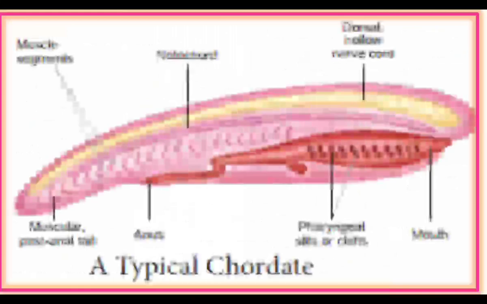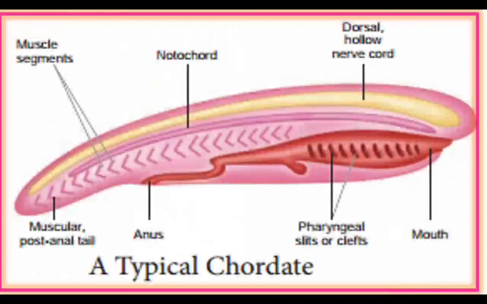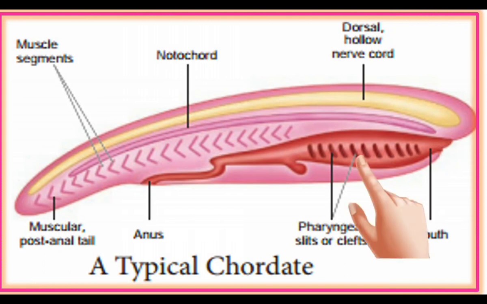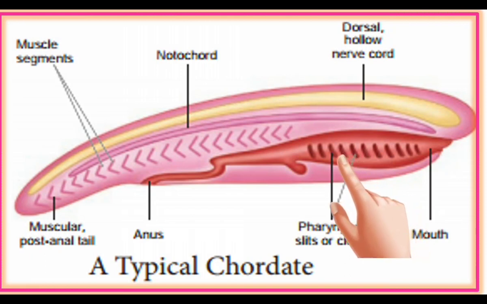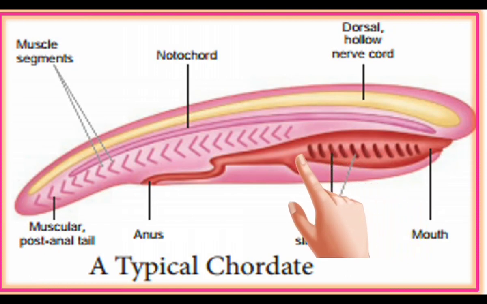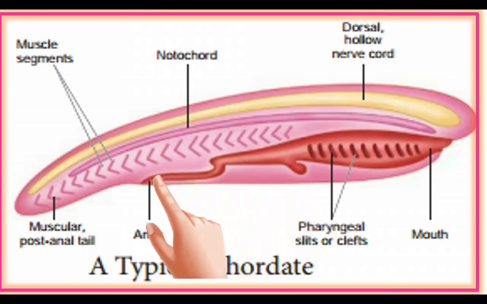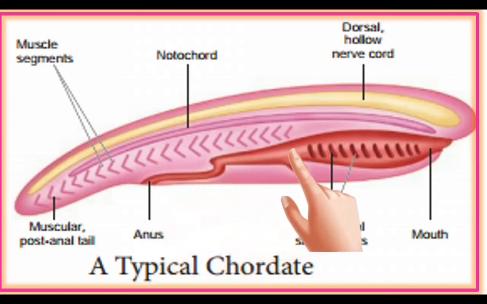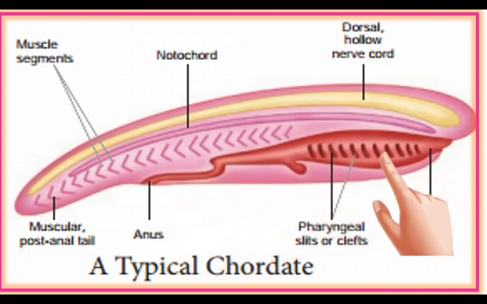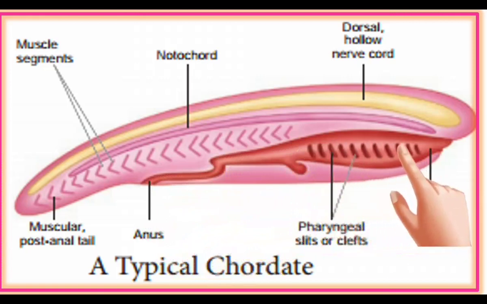This picture shows a typical structure of chordate. All the chordates have a common body pattern. This is the digestive system. It starts from mouth and ends in anus. In the digestive system next to the mouth there is pharynx. It has openings called as pharyngeal slits.